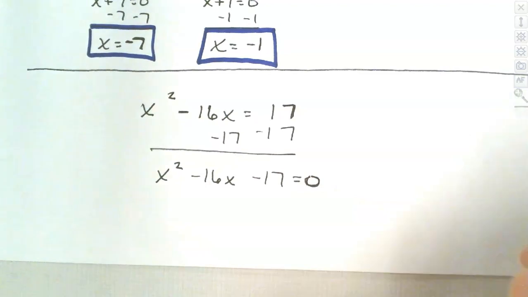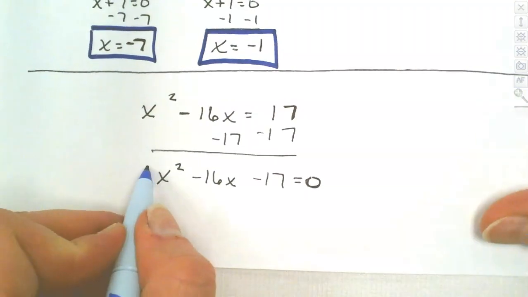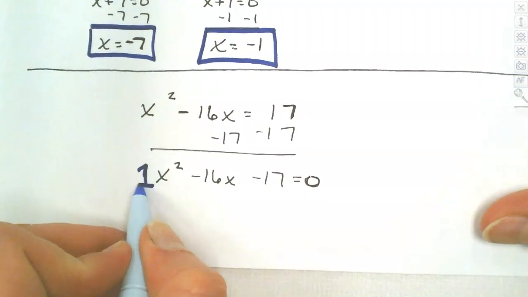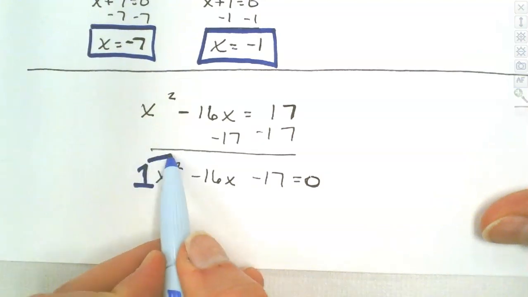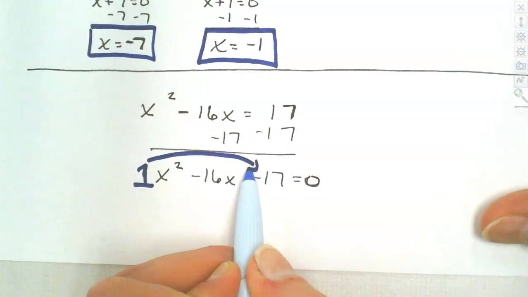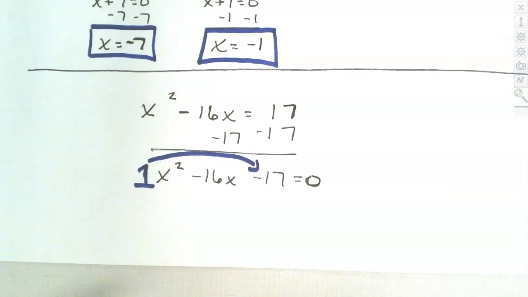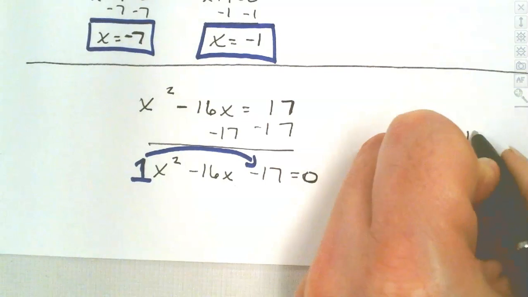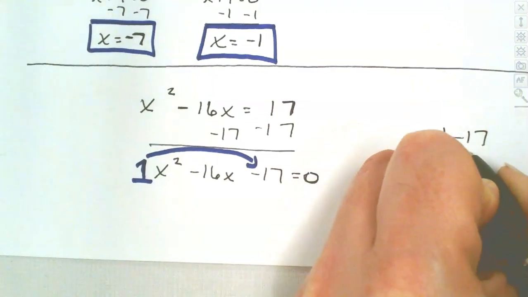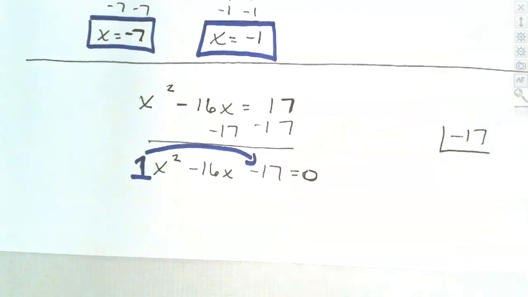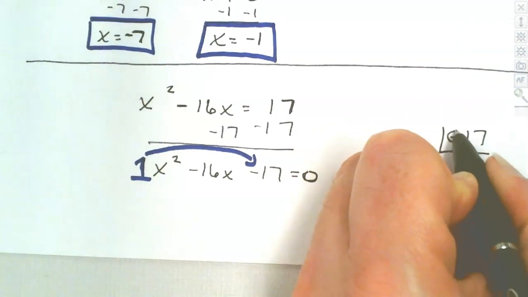If there is no number in front of the x squared, what do we put in front with it? A 1. And then we take 1 times a negative 17. Now watch the signs here. 1 times a negative 17 is a negative what? 17. Okay, this one's a little bit different because of the signs.